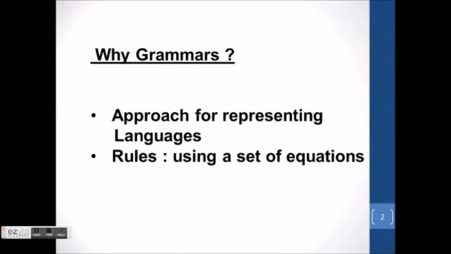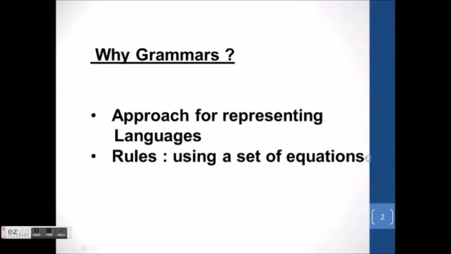Grammar in English language is used to represent certain rules and regulations. It is the same here in automata theory. Here, the rules are specified using a set of equations. For example, in English language, we have a rule that once the sentence is completed, we put a full stop. Similarly, there will be rules in the languages that we are going to define in automata theory. So, grammars are basically an approach for representing languages through rules, that is, a set of equations.